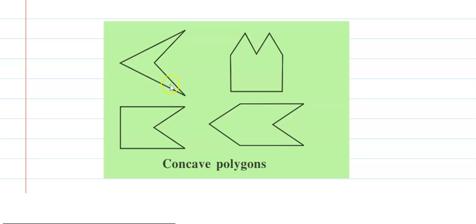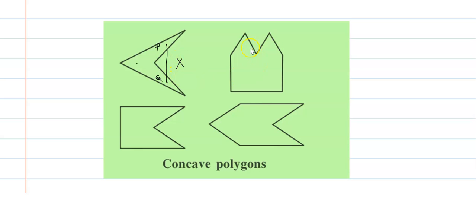What about these? These are not convex polygons. Why? If I take one point here and this is here. Okay, this is P and Q. And I join these points, then all the points between P and Q do not lie in the interior of this figure and therefore this is not convex.